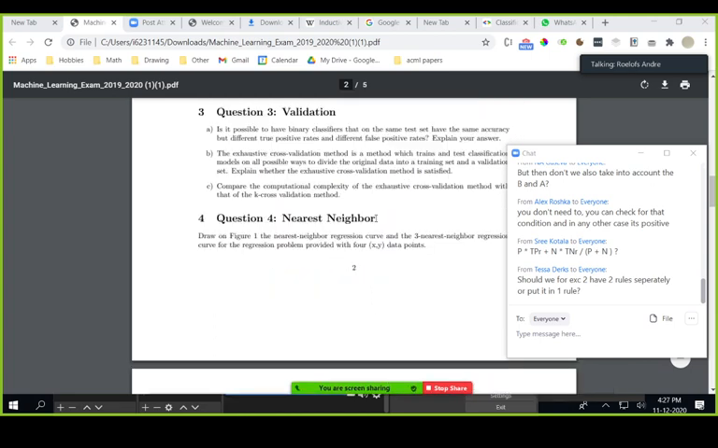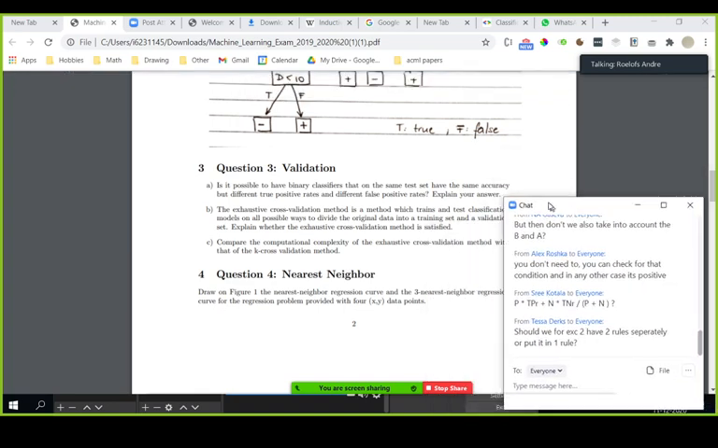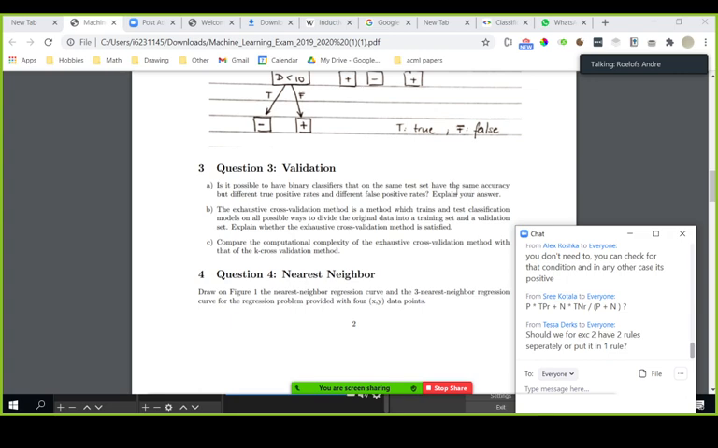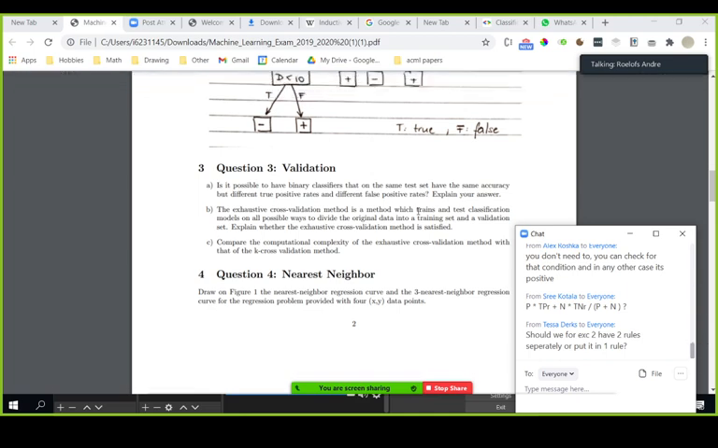Okay. So the next one is actually, I'm 99% sure it's weird, because I also remember it from last year. The exhaustive cross-validation method is a method which trains and tests classification models on all possible ways to divide the original data into a training set and a validation set. Explain whether the exhaustive cross-validation method is satisfied.